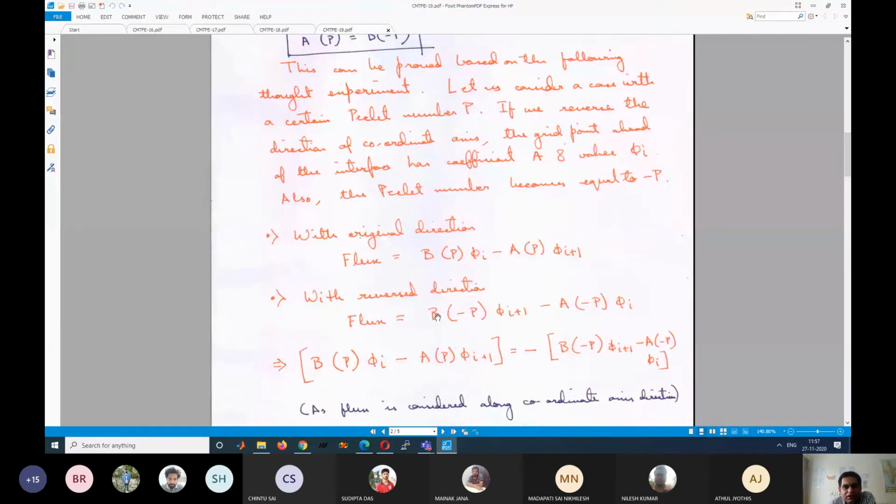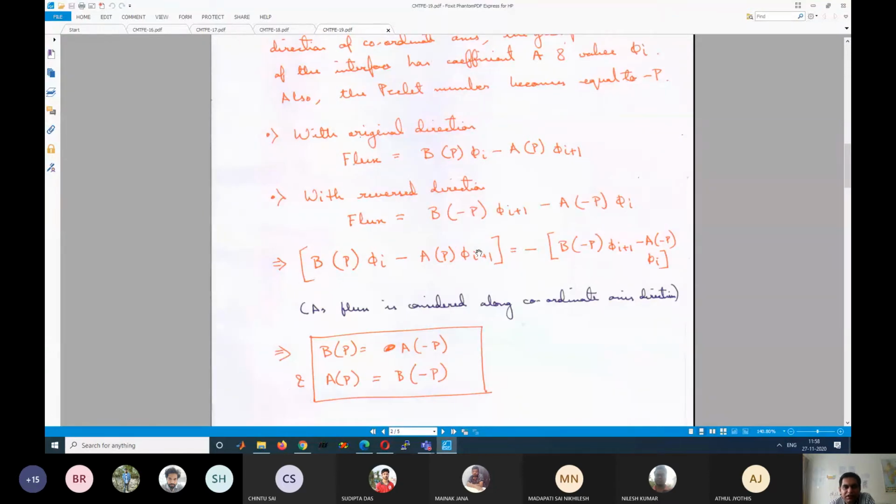Okay, so with the reverse direction, flux is b of minus p into phi I plus 1 minus a of minus p into phi I. Because the flux has to be the same, we can write this as b of p into phi I minus a of p into phi I plus 1, which is the flux in the right direction, is equal to the negative of the flux in the left direction. So minus of b of minus p phi I plus 1 minus a of minus p phi I. From this, if you just compare the terms, you will get that b of p is equal to a of minus p and a of p is equal to b of minus p.